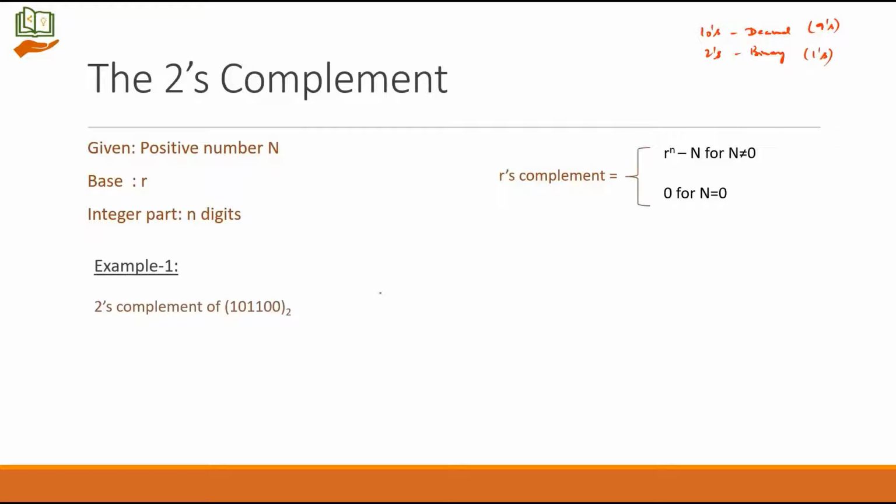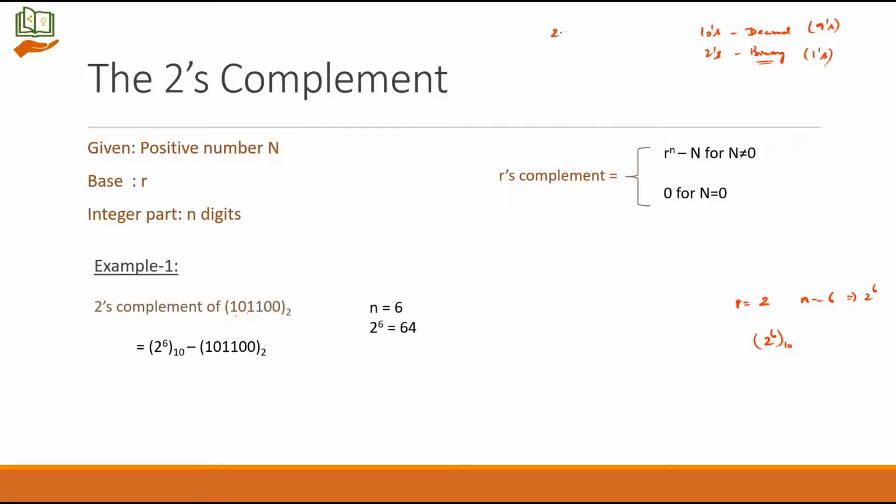How many digits are there? 1, 2, 3, 4, 5, 6. So here we have to take n is equal to 6. And what is the base? It is 2. If r is equal to 2 and n is equal to 6, this will result in 2 power 6. We have already seen that 2's complement is going to deal with binary. And here it is 2 power 6. That's why it is marked with the base decimal 10. Now let's take 2 power 6, find what it is and convert into binary. 2 power 6 is equal to 64.